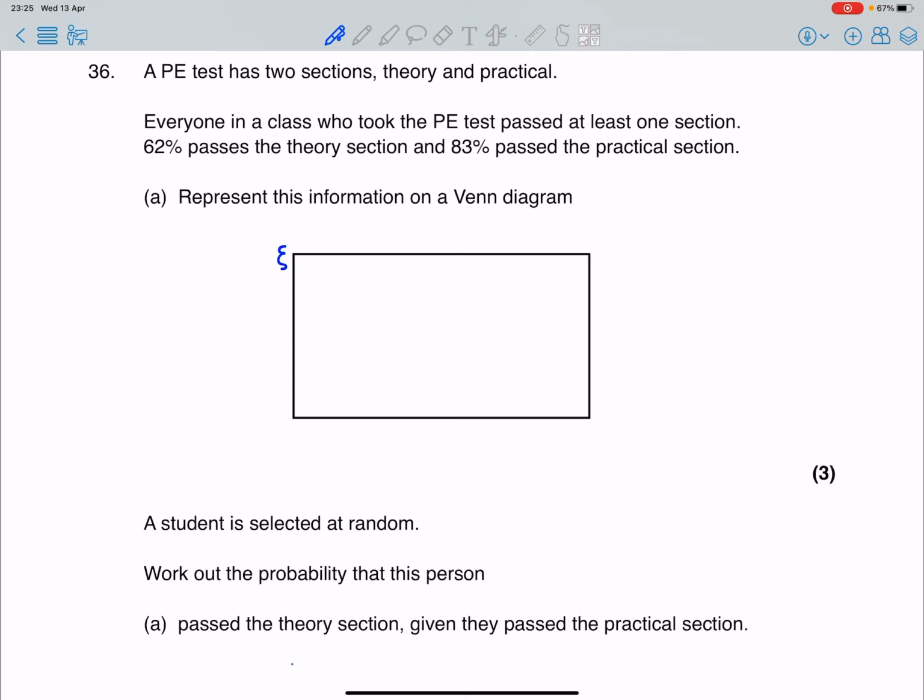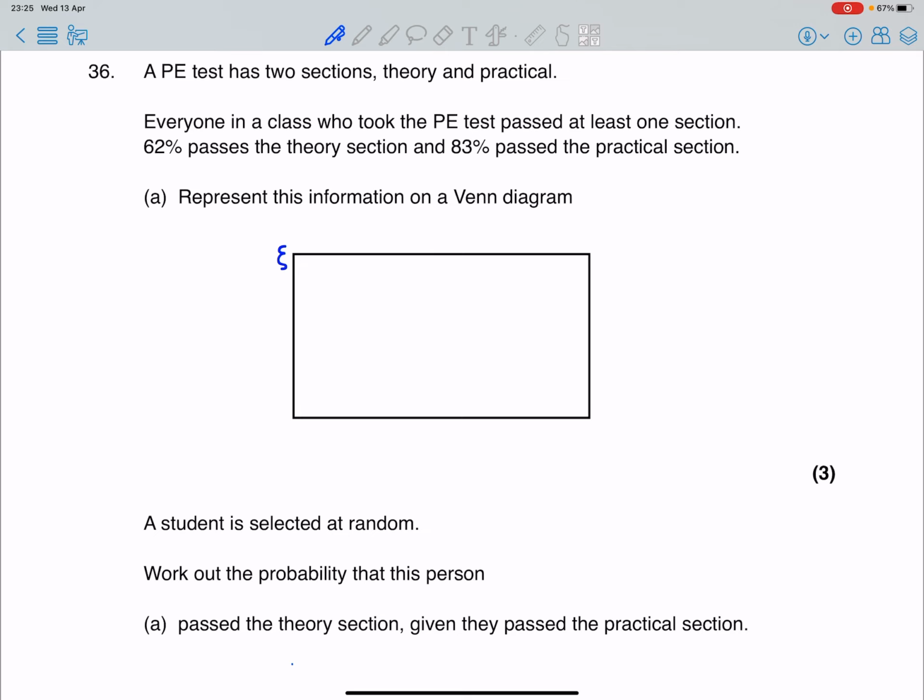Welcome back to another video where we are doing question 36, which is this funky Venn diagram question. It says a PE test has two sections, theory and practical. Everyone in a class who took the PE test passed at least one section. So that's good. No one was left out. Everyone passed at least something. 62% passed the theory section and 83% passed the practical section. Represent this information on a Venn diagram.